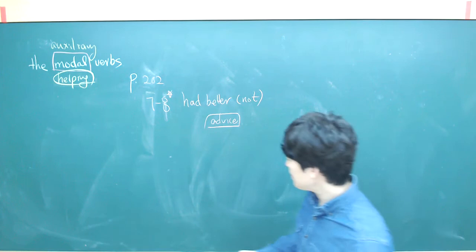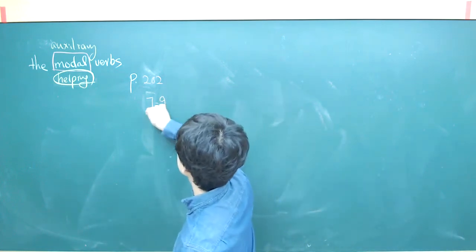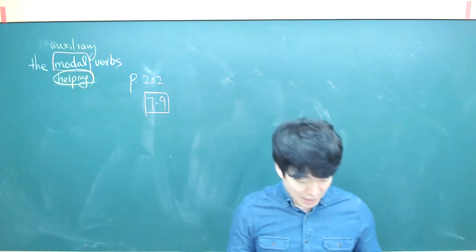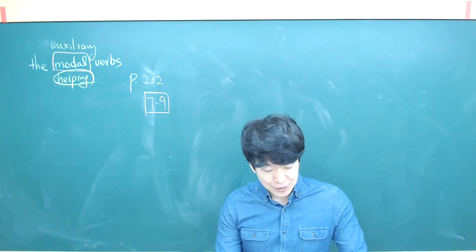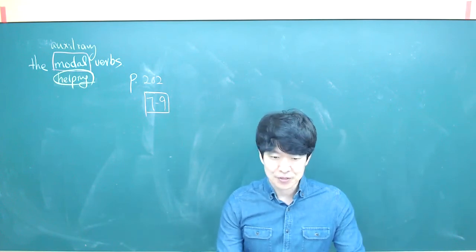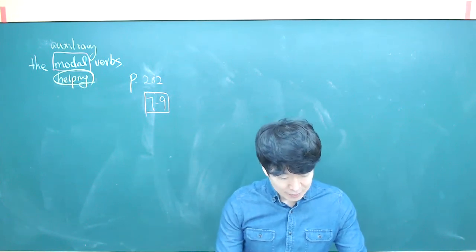Expressing necessity, 7-9, page 206. Expressing necessity: have to, have got to. Have got to is rather spoken, and have to, must. I have to study tonight.